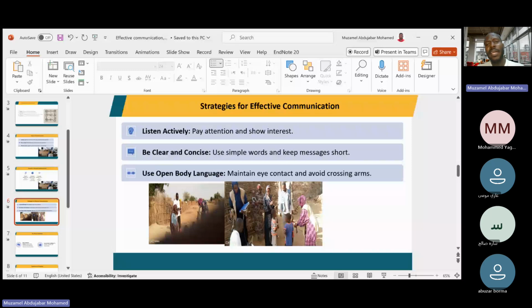The last strategy of effective communication is to use open body language. When you speak with someone or the community, you can make eye contact. You can look at all of them to see whether they are interested in your message or not, and whether they understand your message or not. Also, be open, not closed.